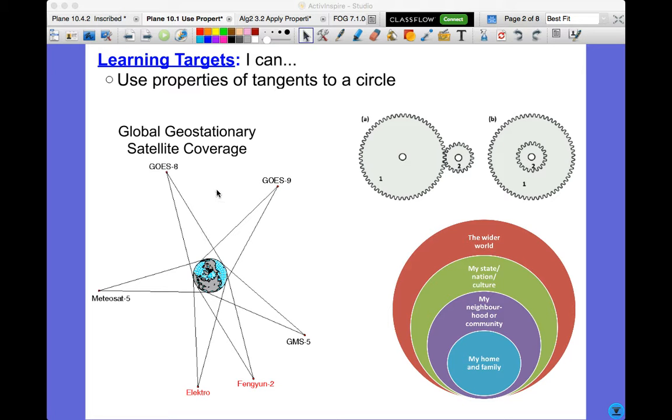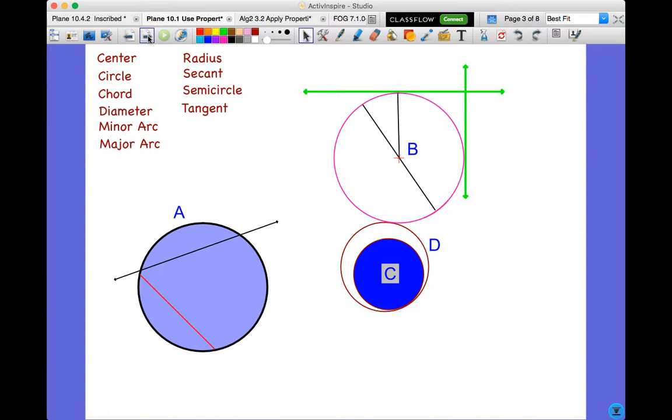We also have a picture of the global geostationary satellite coverage. These are meteorological satellites that are out in space. And if we draw a line from the satellite to Earth, you can see that these two tangents are going to be equidistant to the satellite. And we're going to learn more about these properties of the tangent lines. So let's go over some vocabulary.